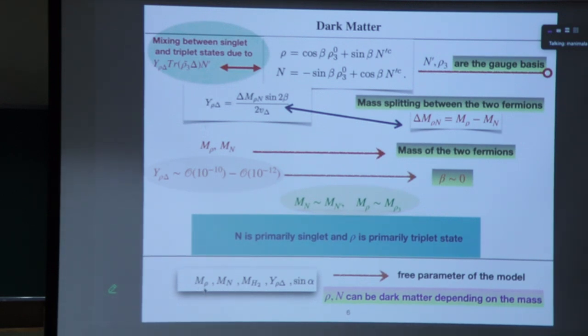One is m rho, the mass of rho. The second is the mass of n. Third is the mass of the BSM Higgs. Then the Yukawa coupling y rho delta, which is extremely crucial for the dark matter study, and the mixing angle between the CP-even Higgs. Now, about the dark matter phenomenology: if we stick to the fact that we want a fermion to be dark matter, either rho or n can be a dark matter candidate depending on their mass hierarchy.